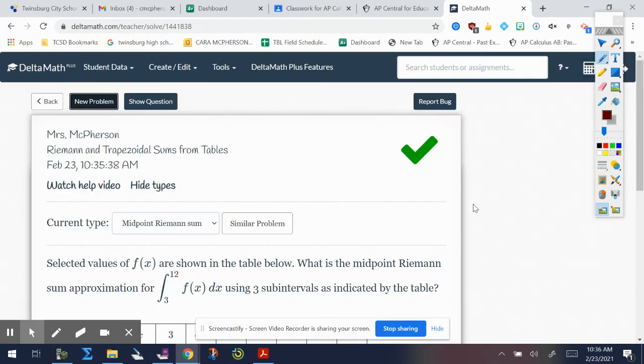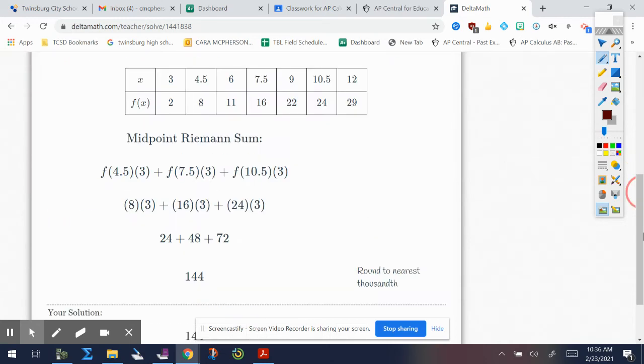And it will show you. If I scroll down a little bit, maybe. Here we go. It will show you what we just did.